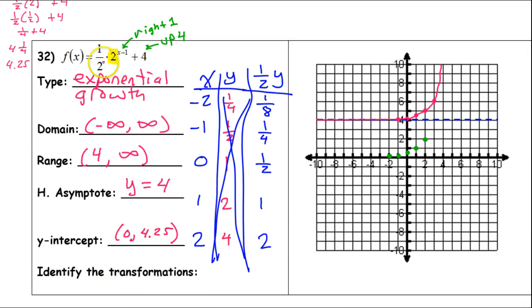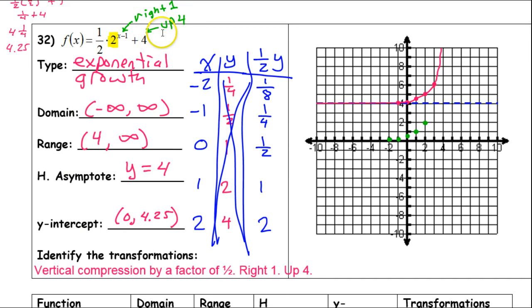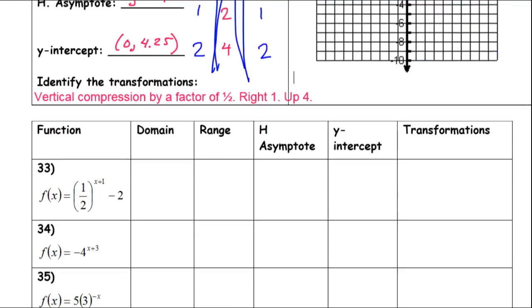So there are 3 transformations to write. The 1/2 is a vertical compression by a factor of 1/2, because of the way it's less than 1. And it was also right 1 and up 4. So those are the transformations. So that's it for number 32.